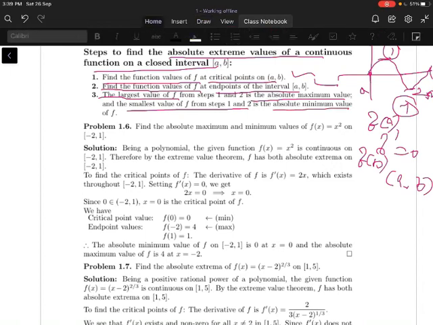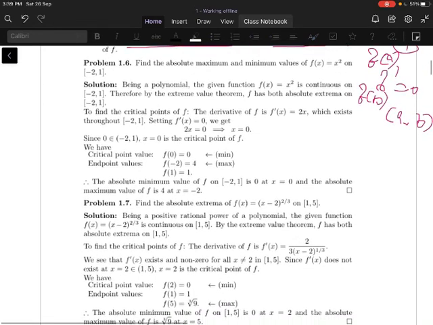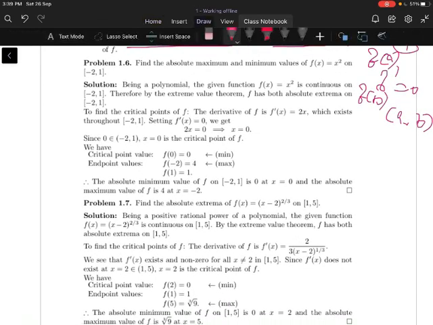Let us move to the problem so that we can understand easily what exactly the absolute maximum value and absolute minimum value of the given function are. Let us take a problem. Find the absolute maximum and minimum values of the function f of x equal to x square on the interval minus 2 comma 1. Anyway, f of x equal to x square is a continuous function for the interval minus 2 comma 1. Therefore, this function has an absolute maximum value as well as an absolute minimum value.